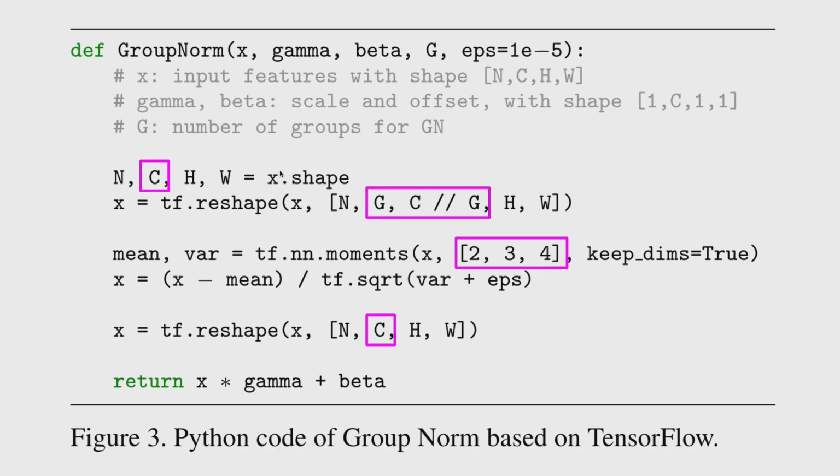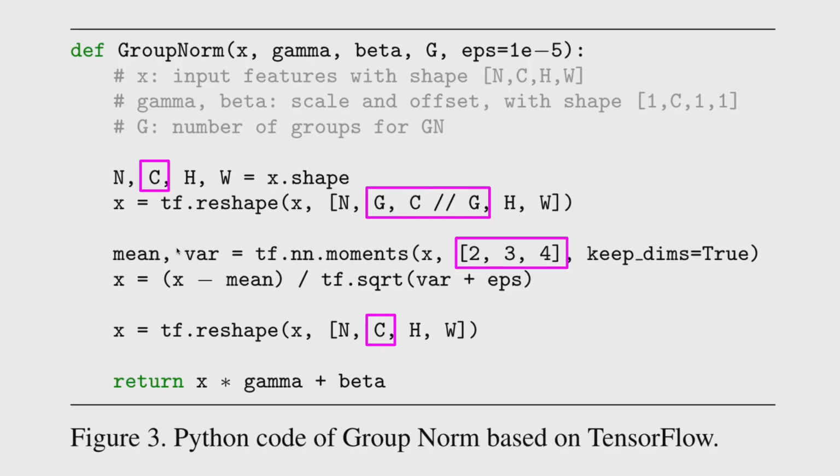So first we pull out the dimensions from x.shape. So number of items in the batch, number of channels, height pixels, and width pixels. We take this channel dimension and we reshape it into number of groups, comma, number of channels per group. So if this was 128 and we had 4 groups, this 128 would be split into 4, comma 32, if we had 32 channels per group.